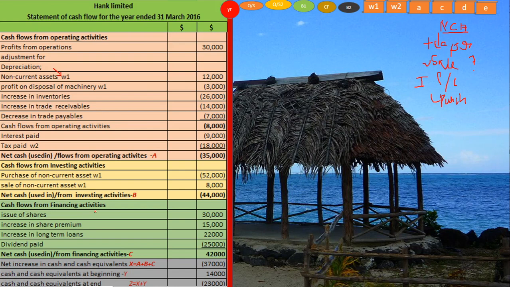Yeah, see, cash flow investing activities. Okay, cash flow investing activities: purchase of non-current assets is an outflow, sale of non-current assets is an inflow. That's where we'll be putting it once we solve it. So you need to have this picture in your mind.